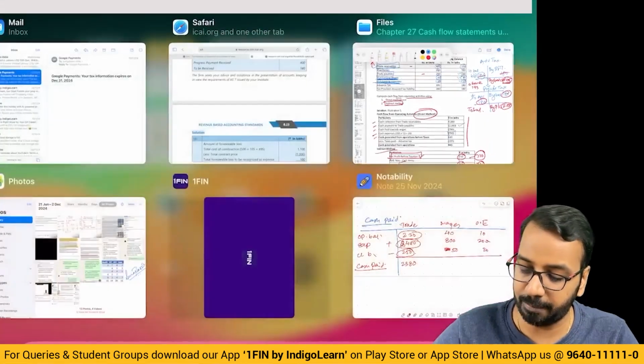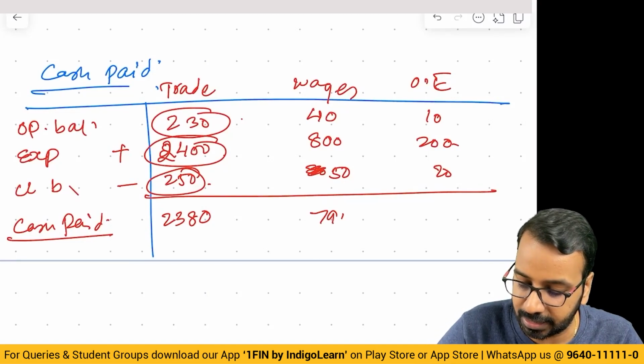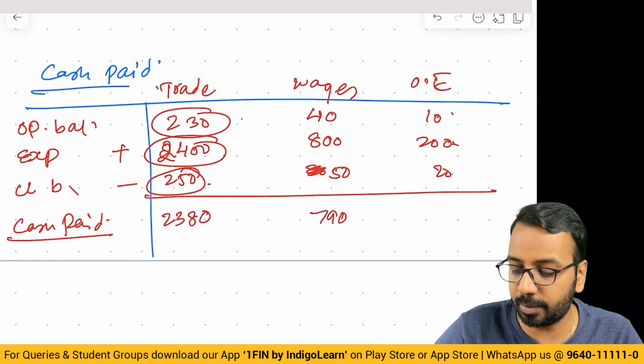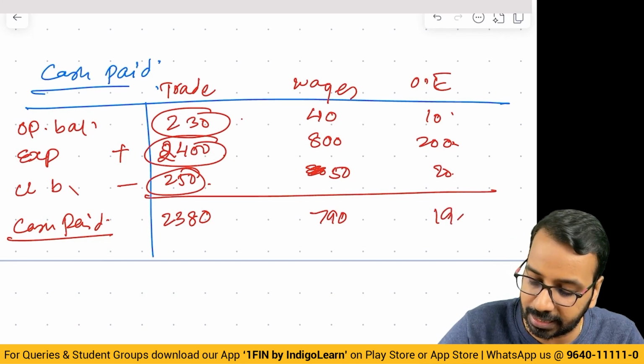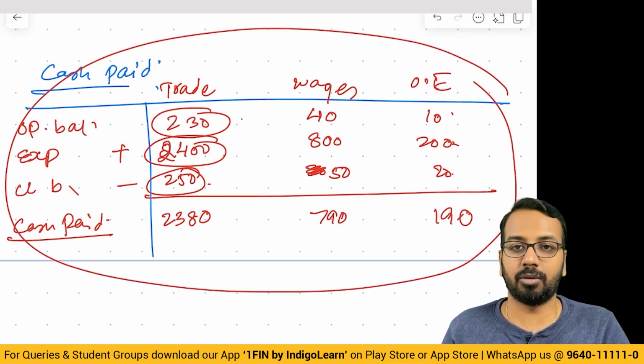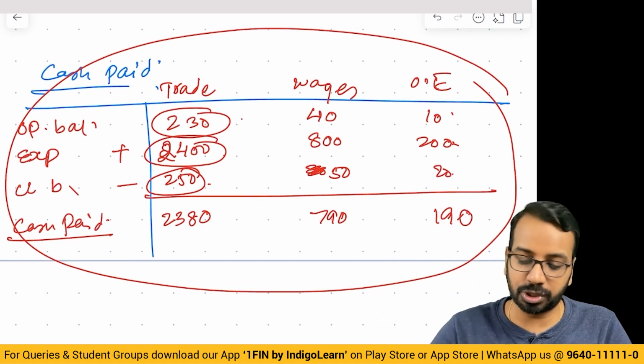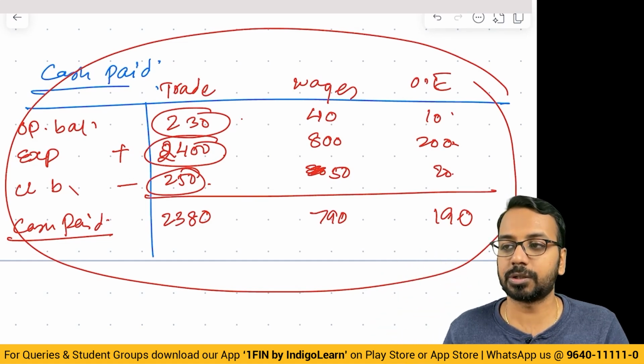Is it matching with the number? 2380. Same way, 40 plus 800 minus 50, 790. 10 plus 200 minus 20, 190. So like this, if you want, you can prepare a statement format like this and do the calculation. That is also allowed, right? Any question in preparation of these working notes?